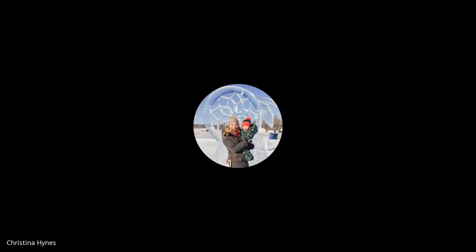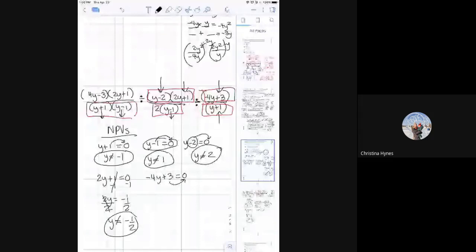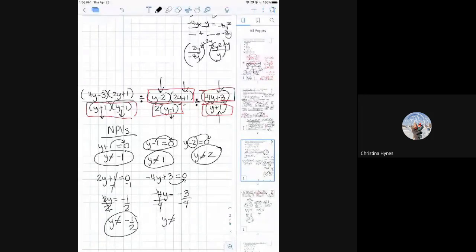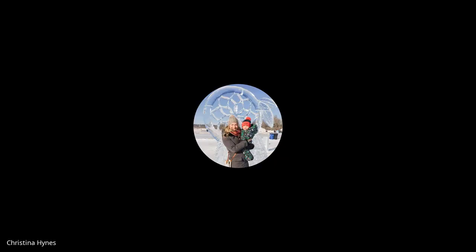negative one half. And then this one here, move the 3 over. So -4y becomes equal to -3. And then you would divide by -4 on both sides. So y is also not allowed to be 3 over 4, because two negatives become a positive sign. So there are 5 non-permissible values here that I had to look at.